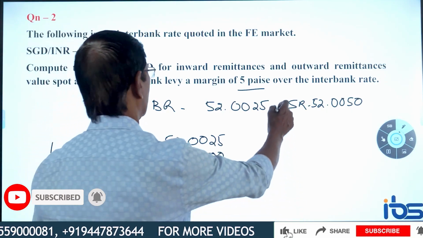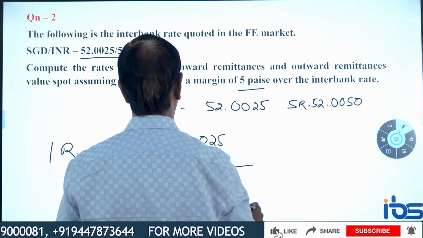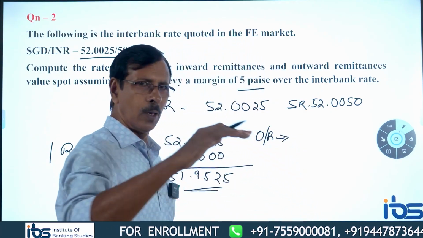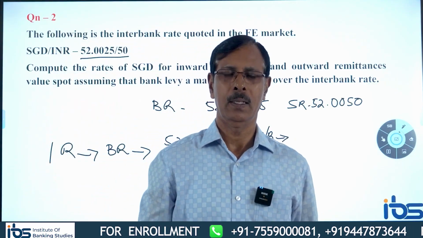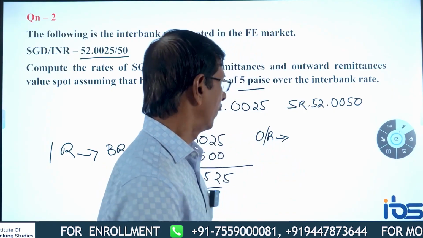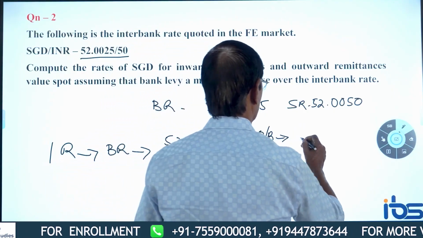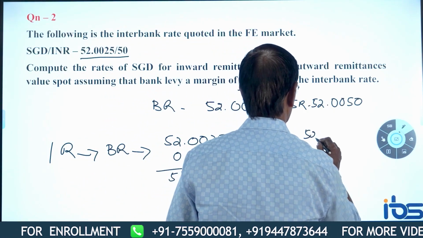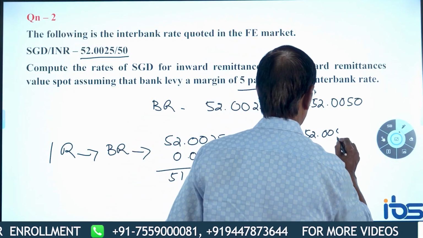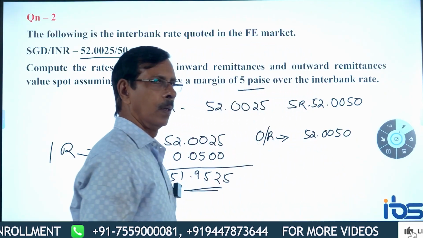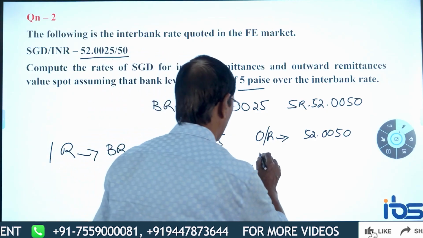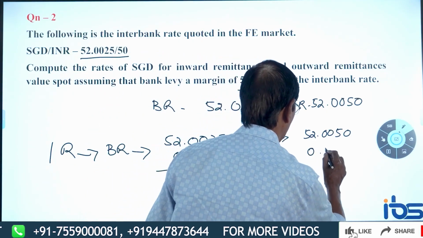Now the next is, what is the rate you quote for an outward remittance? Outward remittance means the bank has to give foreign currency. That means the bank has to sell foreign currency. So the bank will apply the selling rate. And what is the selling rate? Selling rate is 52.0050. Here also they said the margin is 5 paise. So the exchange margin is 0.05.